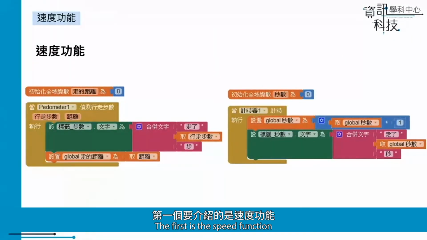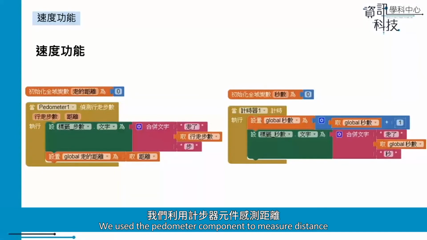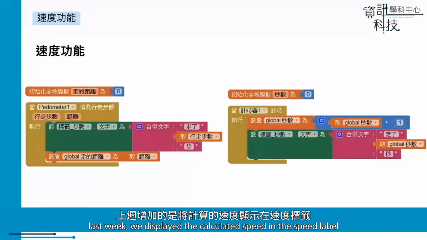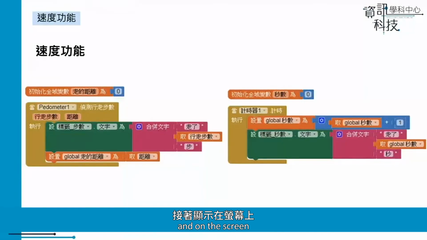The first is the speed function. We use the pedometer component to measure distance, before using the timer to measure time. Last week, we displayed the calculated speed in the speed label and on the screen.